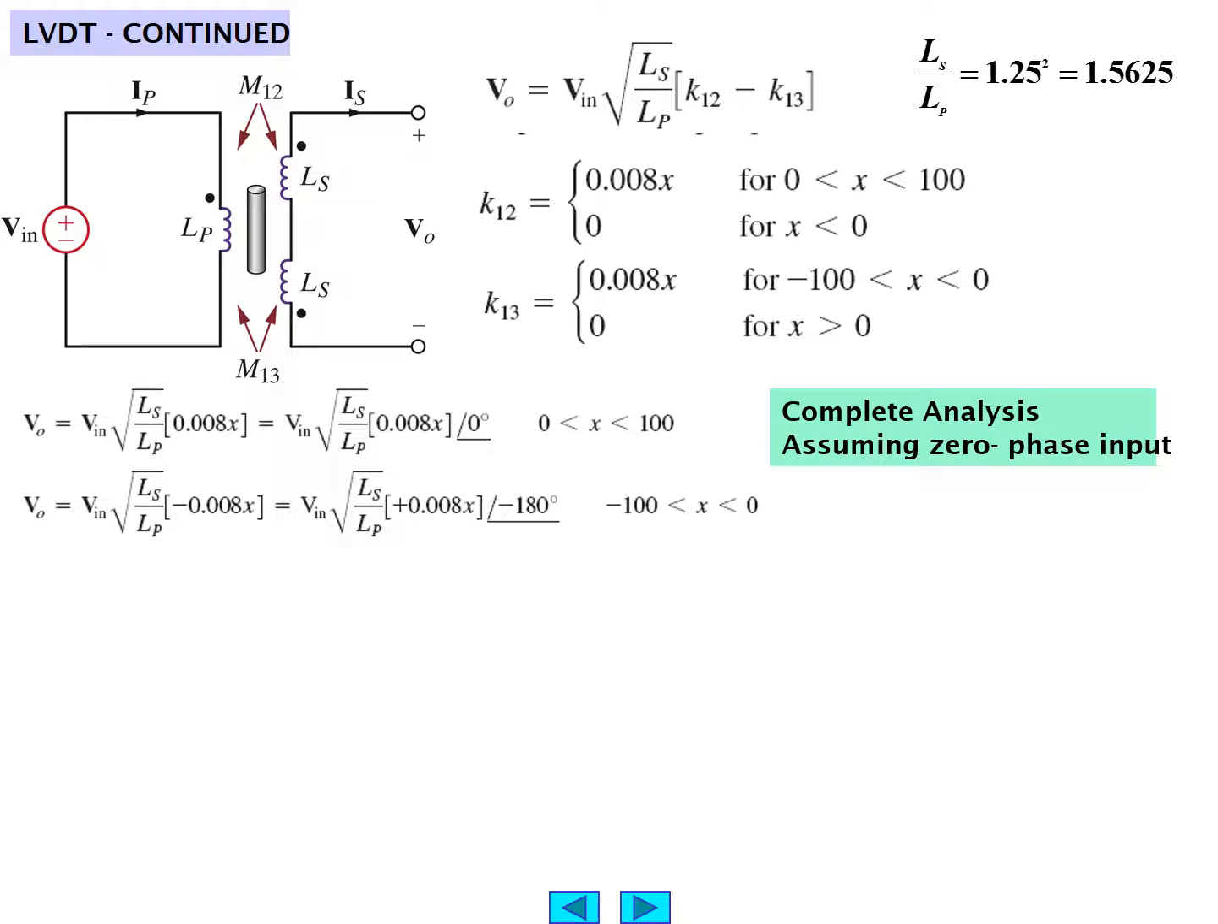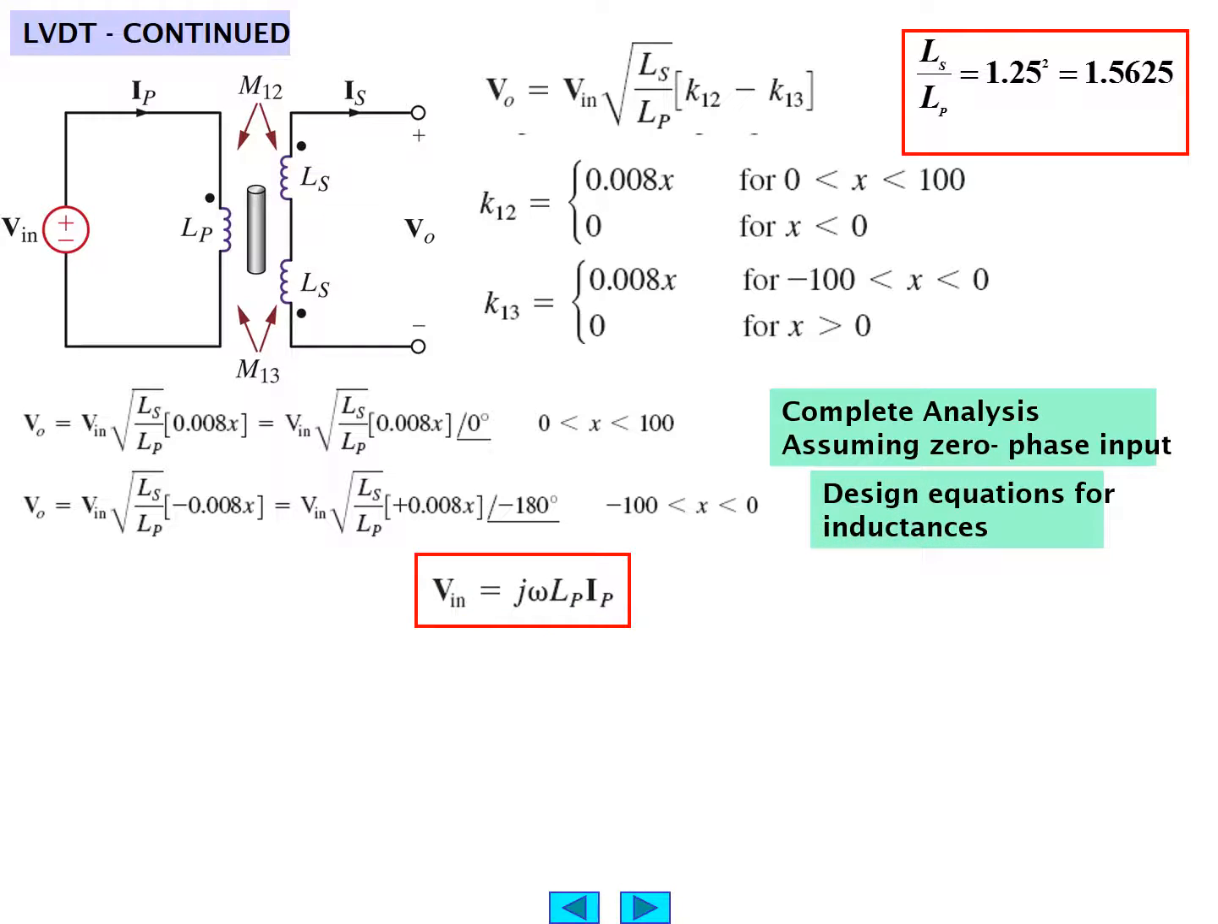Substitution, completing the analysis, again assuming zero phase input for Vn, so we can do it rather from any other considerations. In other words, Vn has a zero phase. These are the processing equations that we would get for different values of travel of the LVDT device. Or Vn is equal to j omega L sub P I sub P.